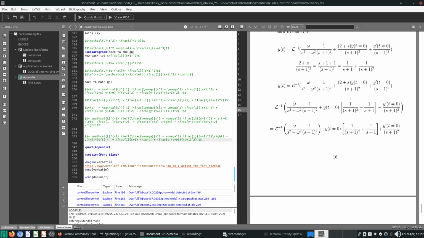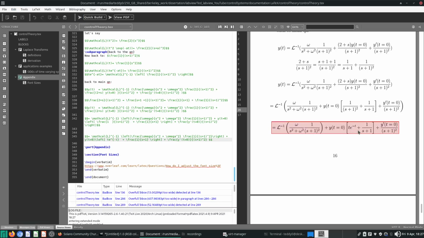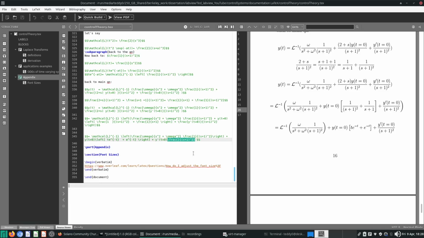Okay, T e to the minus AT, where A in this case is just 1, so it's just T e to the minus T. This inverse is e to the minus T, e to the minus T. Okay, and of course over here we just have e to the minus AT here, or T e to the minus T.